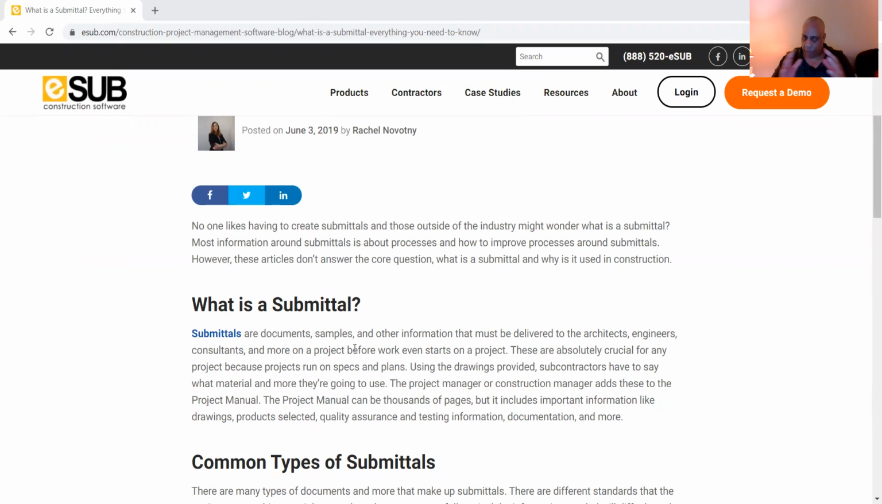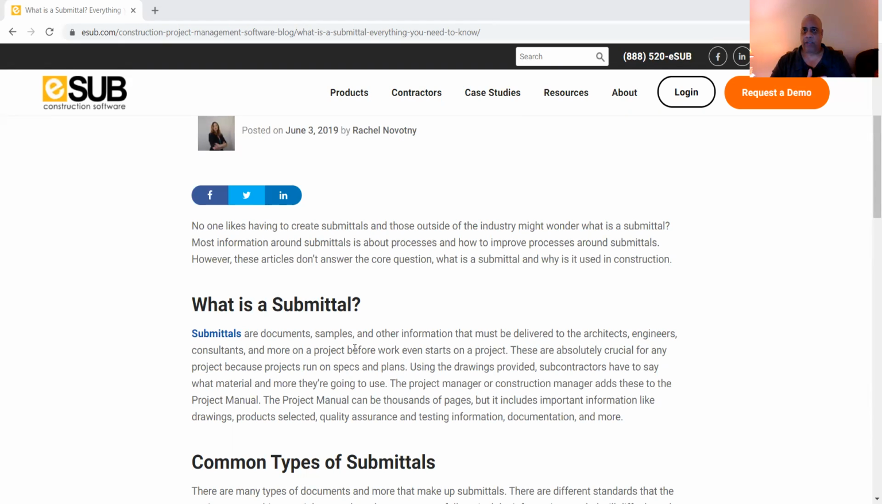However, in this commentary, I'm going to answer this core question. What is a submittal and why is it used in construction? So here we go. When we talk about submittals, who submits submittals?